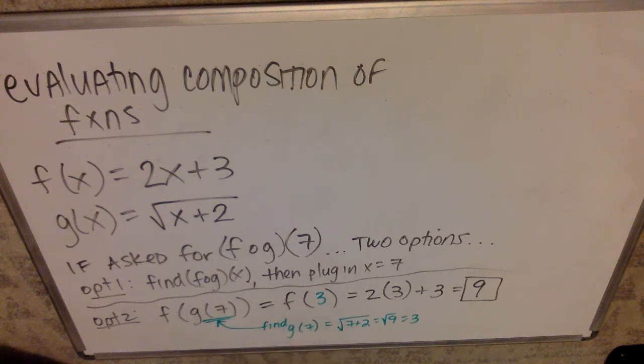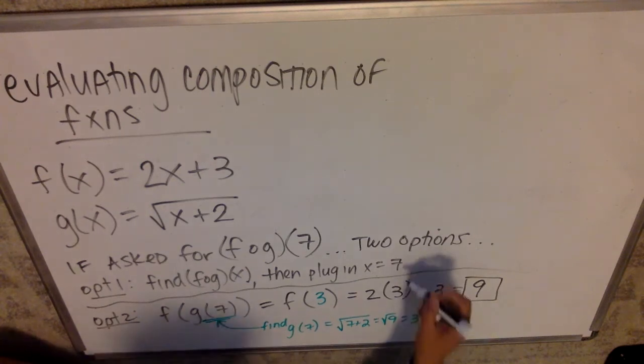Now, where is that not the easier option? Well, it's not the easier option if earlier in the problem you were already asked to find f of g of x. Like if you were asked to find f of g of x already in like part A, then in part B, if you're asked for f of g of 7, just plug 7 into the work you already did. But if you weren't asked to do that, then it seems harder.